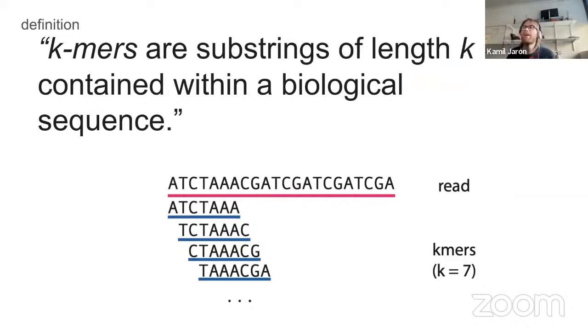The concept is actually fairly simple. K-mers are by definition the substrings of length k contained within a sequence or biological sequence, which practically means that you just take a read and you chop it into evenly sized bits on a sliding window of a certain size, which in this example is 7.